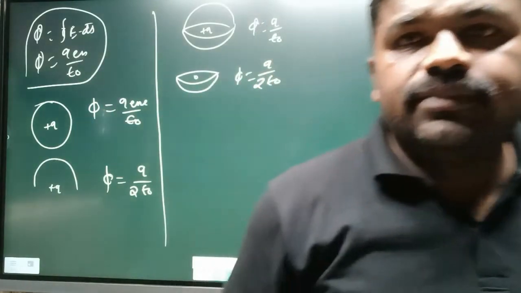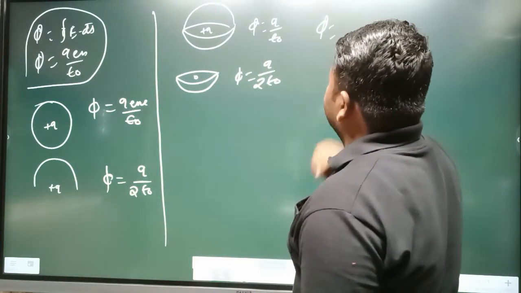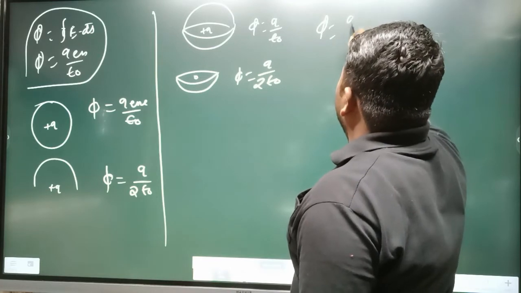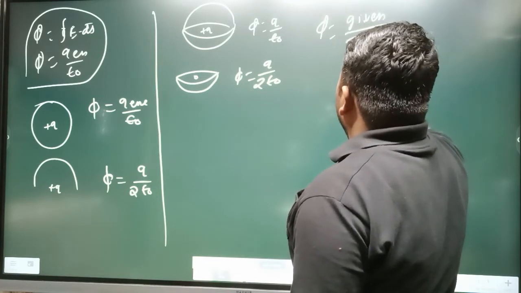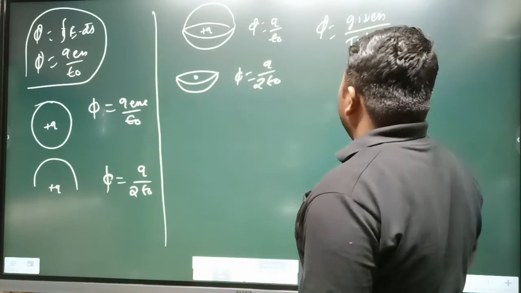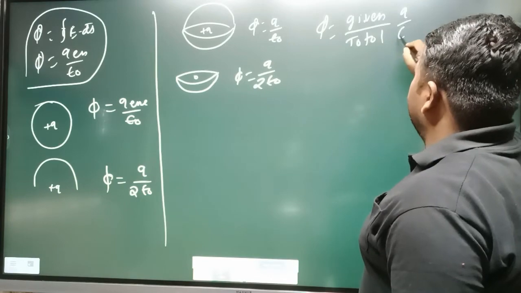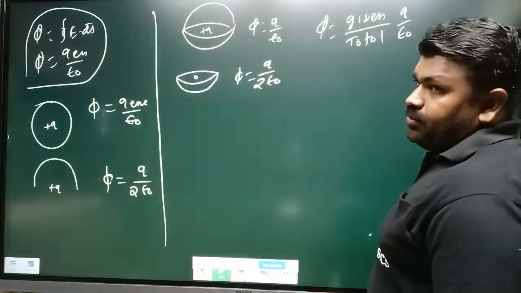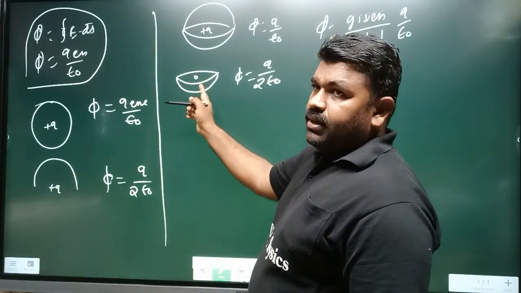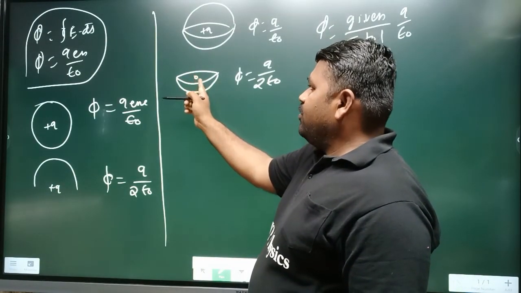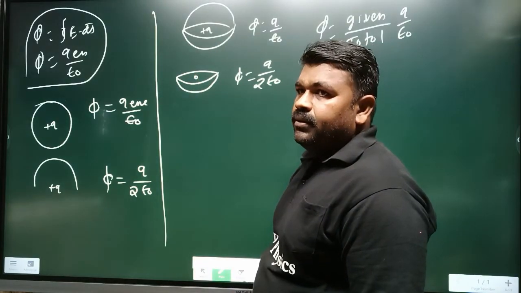Or how to solve this one? Simply see here. Flux phi is equal to given divided by total, into q by epsilon naught. Okay. Given upon total into q by epsilon naught. Given how much part? One part. Okay. Given one part. How many such surfaces do we need to cover this particle or the charge?